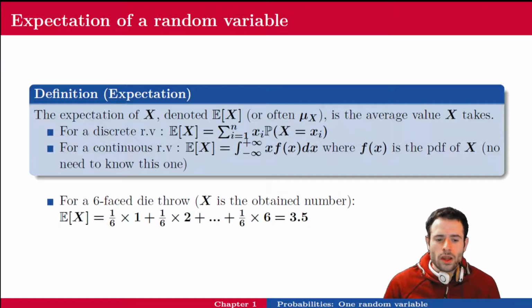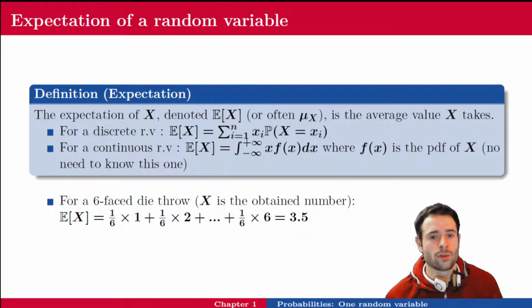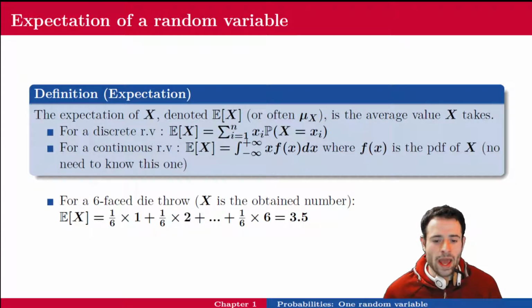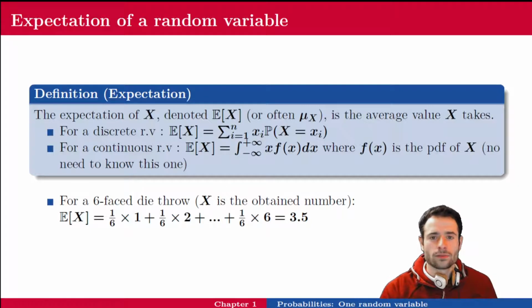So let's take a six-faced die throw. And x, again, is a number. X should always be a number. So here, I'm going to say x is the obtained number when I throw a die once. Then, with a probability of 1 over 6, I can get a 1. With a probability of 1 over 6, I can get a 2, and so on and so forth. I add up all of these numbers, and I get that on average, the number I get by throwing a die is equal to 3.5.